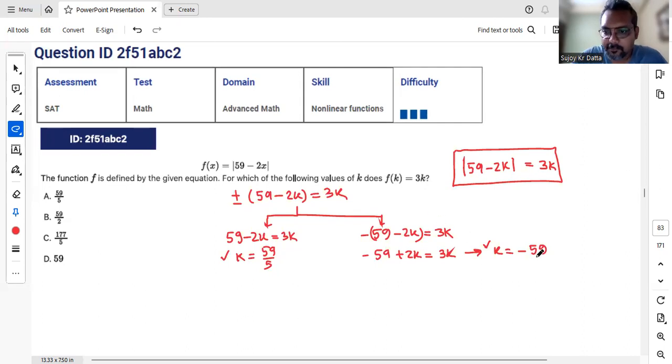So if you plug in negative 59 here, clearly you can see the left-hand side, because it's inside absolute values, will be positive only. But the right-hand side will now become negative. So a positive cannot be equal to a negative. So this is not a valid solution. So there is only one solution, 59 over 5. So we will have option A. Okay. Let's go to the next one.